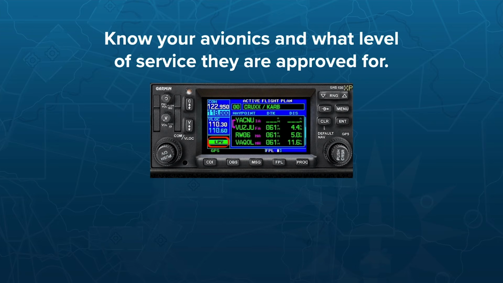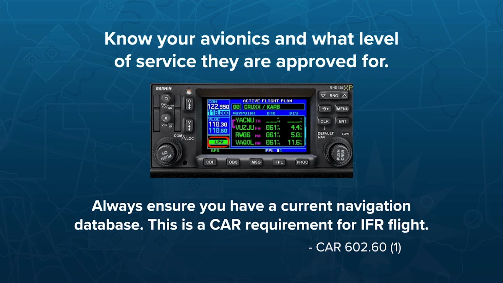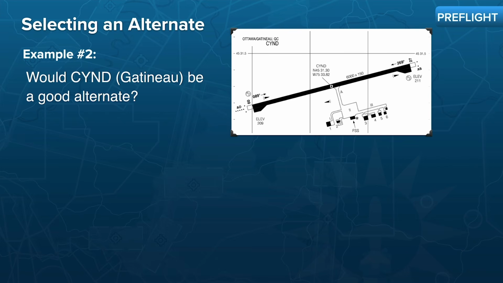So in this case, even a Garmin 430 WAAS has LPV and can fly a precision approach. And you always want to ensure you have the current navigation database, and this is a CAR requirement for IFR flight. All right, so let's look at another example.